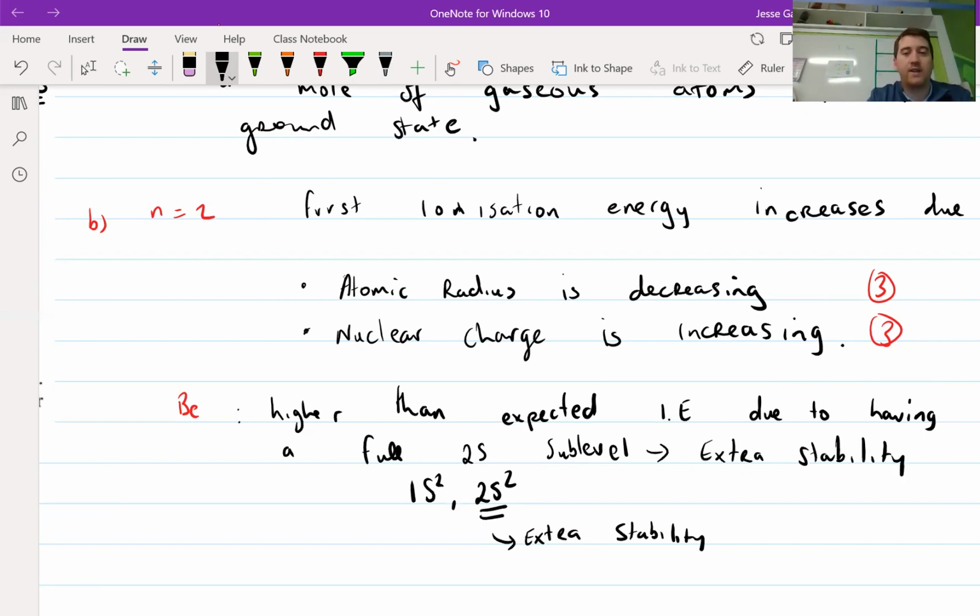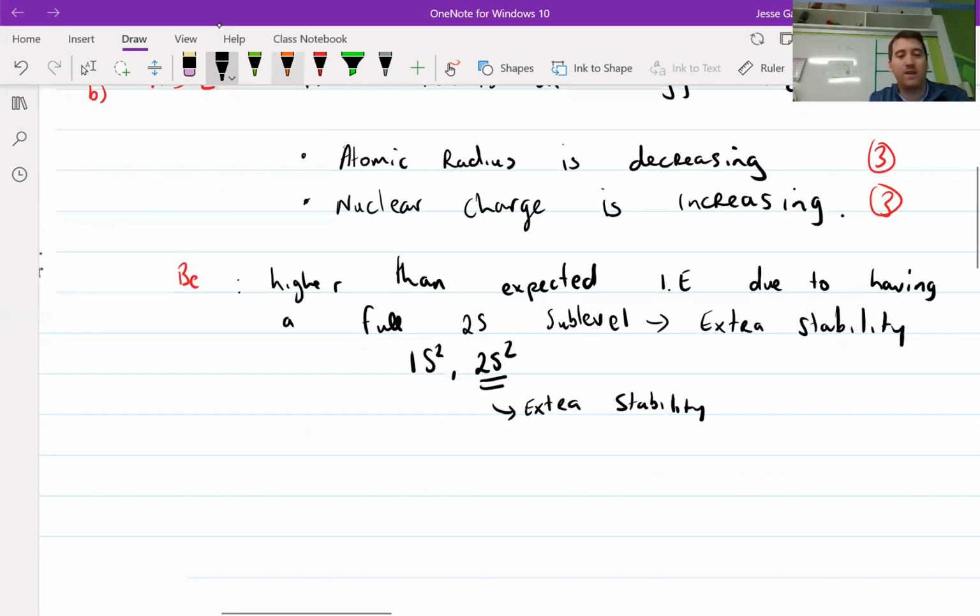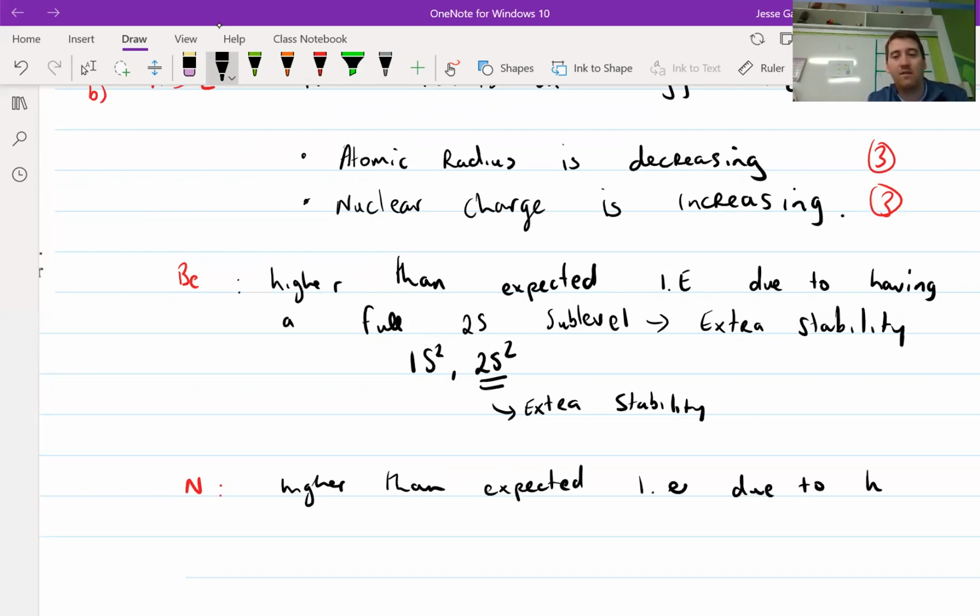The other unexpected value is nitrogen. Nitrogen has a higher than expected first ionization energy. They're just a little peak in the trend, if you like. Higher than expected ionization energy due to having, and what is the reason? Well, if we think about nitrogen's configuration, it's 1s2, nitrogen has 7 electrons. So pause the video and write down the rest of nitrogen's electronic configuration. Do that now.